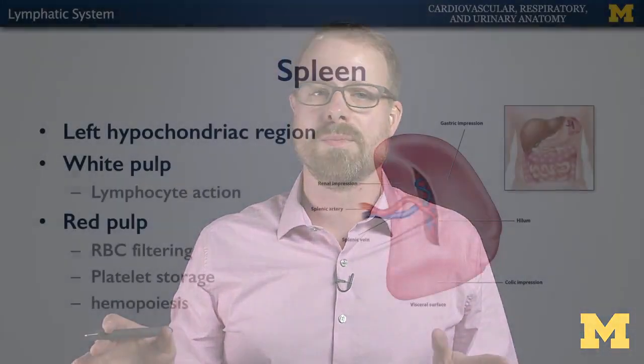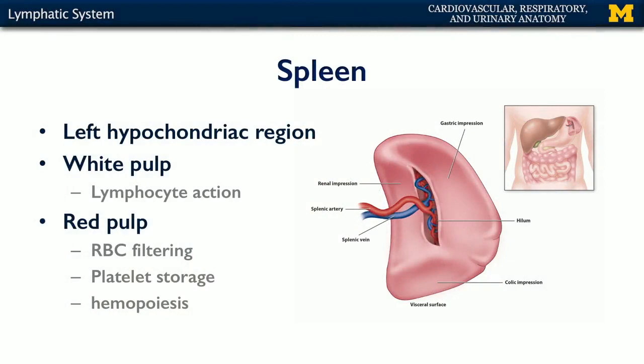The spleen consists of two sets of tissues which have two drastically different functions. The white pulp is where lymphocytes are going to act, or we can have immune function. The red pulp is what best serves the cardiovascular system. So it's working for filtering erythrocytes, helping to store platelets, and at different times in development, even helping to generate new blood cells.